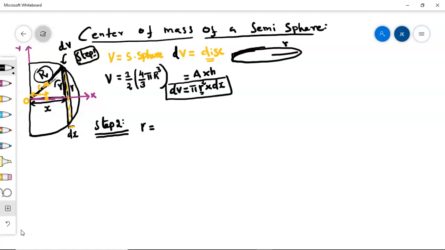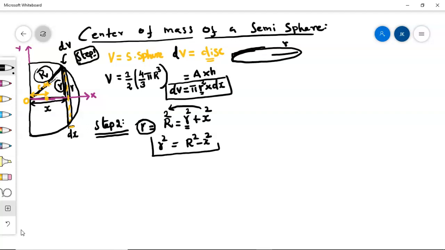Now how are we going to find this r? We need the Pythagoras theorem. The Pythagoras theorem says the hypotenuse R squared is equal to the sum of the squares of the two sides. So I can find r squared. This x squared will go to the other side, so r squared equals R squared minus x squared. Now we have the formula for r squared as well. That's step 2. So we finished step 1 and step 2.